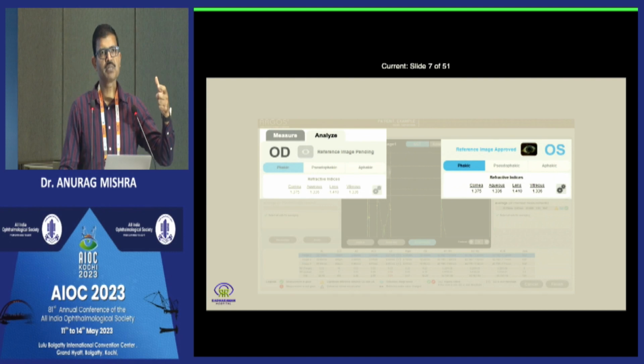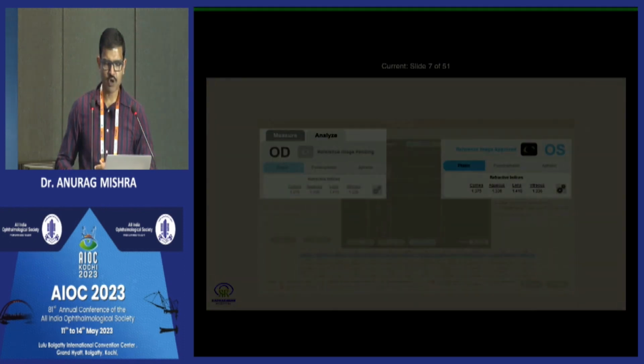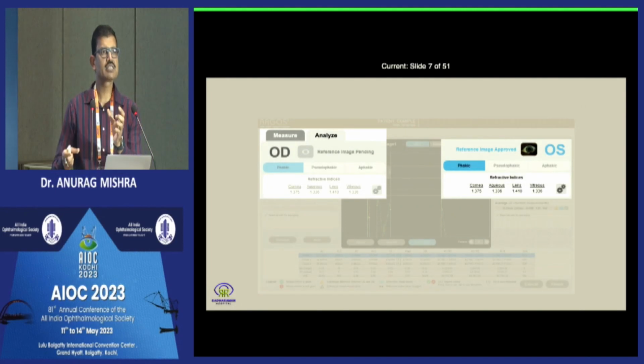But what we have to remember is that light travels through different tissues at different speeds based on their refractive indices. This machine identifies that, splits the refractive indices into cornea, aqueous, lens, and vitreous, and calculates the axial length according to the light that travels through the tissues at varying speeds.